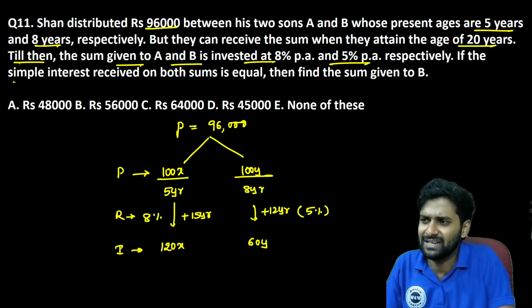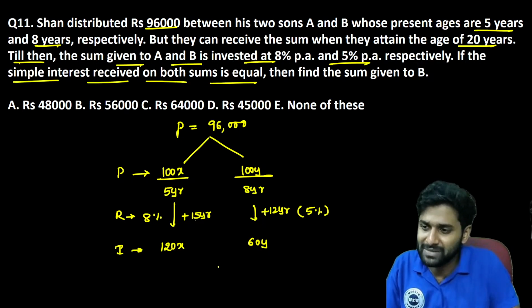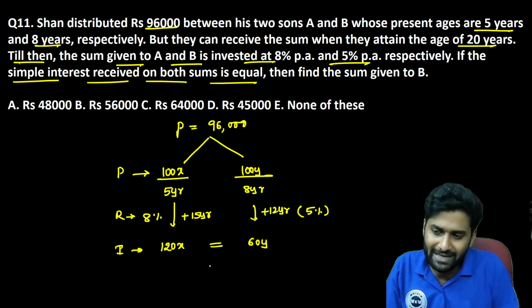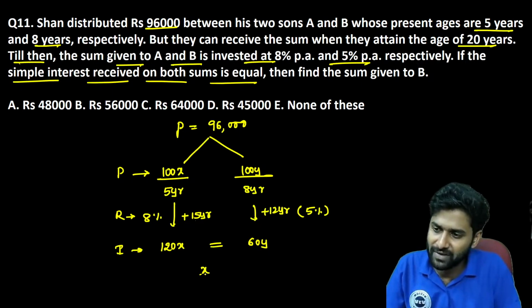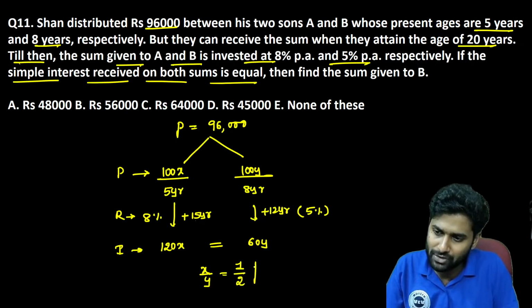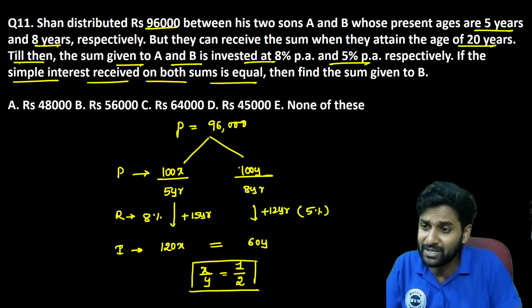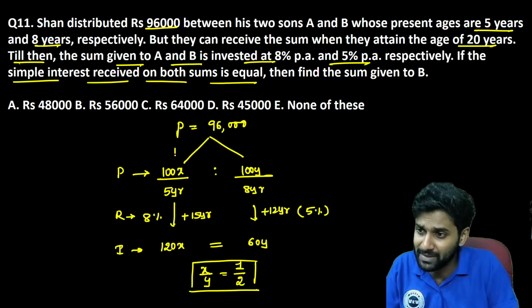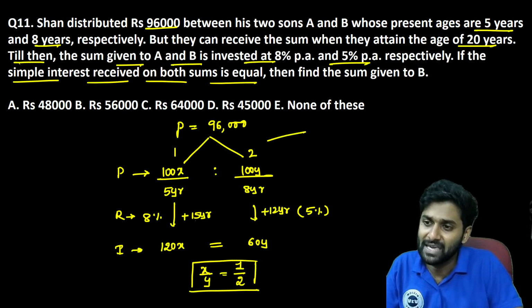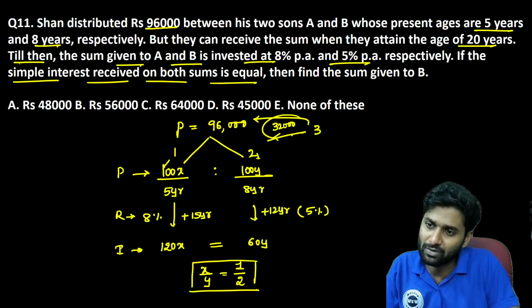They clearly mentioned that at the end, the simple interest of both sums is equal. So 120x is exactly equal to 60y. Now you will get the x by y value exactly equal to 1 by 2. If you get 1 by 2, definitely the ratio of their principals must be 1:2. It means if I have 3 rupees, 1 rupee is invested here and 2 rupees here. Now 3 becomes 96,000, so each unit's value is exactly 32,000.